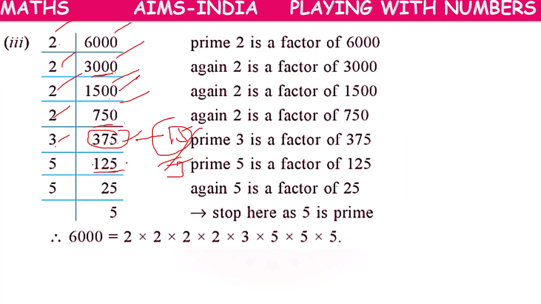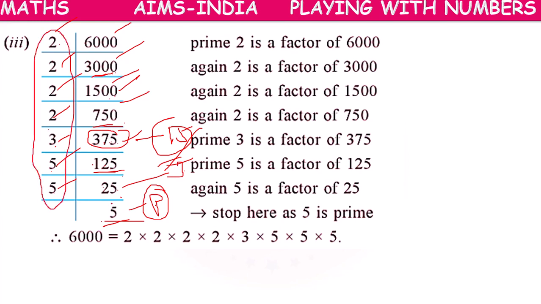So next, not divisible by 3. Next prime number 5. 5 25 is 125. Next, divisible by 5. 5 5 is 25. 5 is a prime number. So we will stop the division process. Up to here, whatever extreme left side numbers are there, including this last number, are all considered as prime factors of 6000. The product of all these factors is called the prime factorization of 6000. Like this we can write.